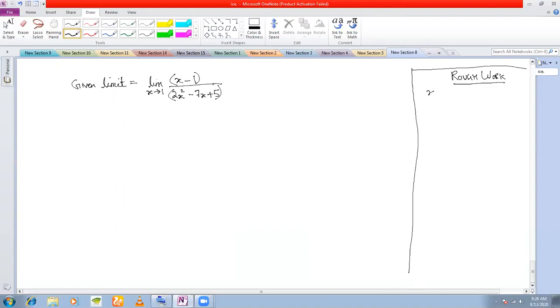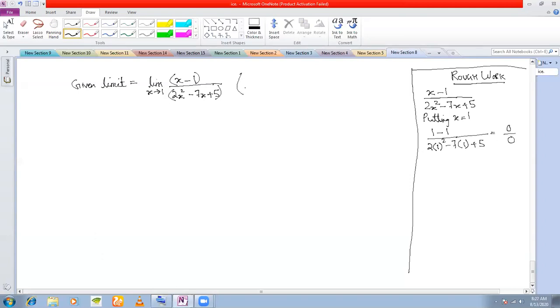The given function here is (x minus 1) by (2x square minus 7x plus 5). Since the limit tends to 1, putting x is equal to 1, what do you get? 1 minus 1 is 0 in the numerator, and 2 into 1 square minus 7 into 1 plus 5 in the denominator. So numerator is 0 and denominator is also 0.